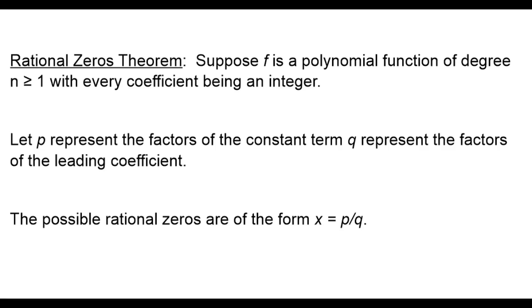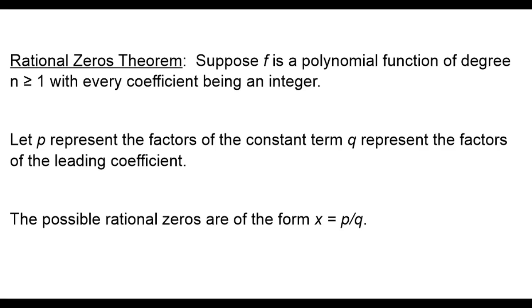Let p represent the factors of the constant term and q represent the factors of the leading coefficient. Possible rational zeros are of the form x equals p divided by q. And this is something we touched on in Algebra 2. The rational zeros theorem simply tells us the possible rational roots we could have. It doesn't tell us exactly which ones are the zeros of the function or the polynomial. It tells us all of the possibilities.